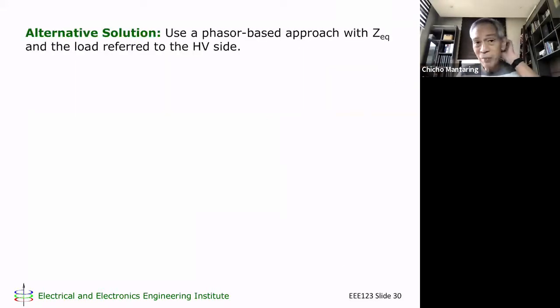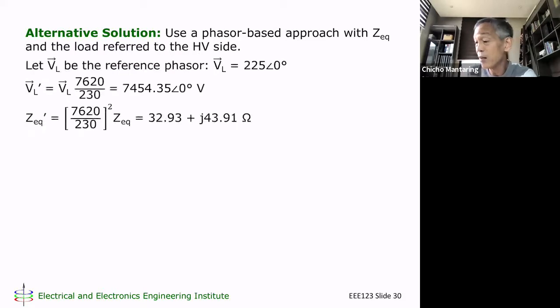Okay, so I won't go through this anymore with so much detail. But I could have used a phasor-based approach with J equivalent and the load referred to the high voltage side now. Kasi kanina, we referred the source voltage to the low voltage side. Now we will do the opposite. We're going to refer J equivalent and the load to the high voltage side.